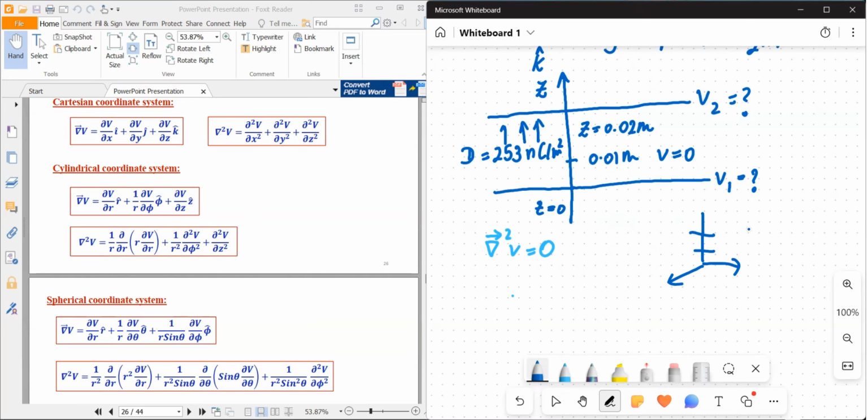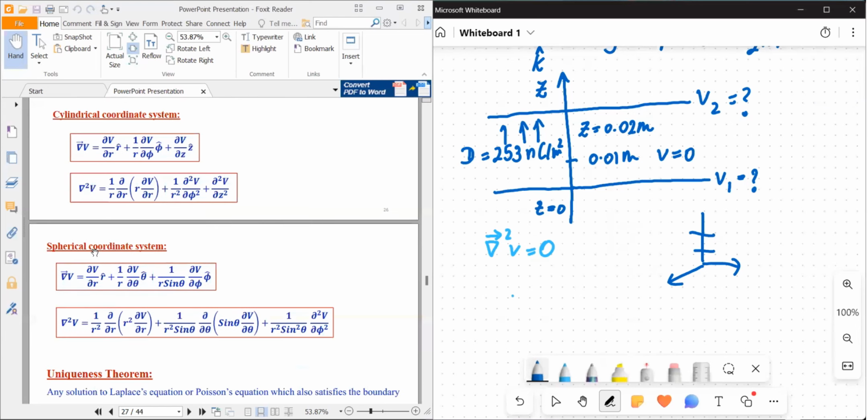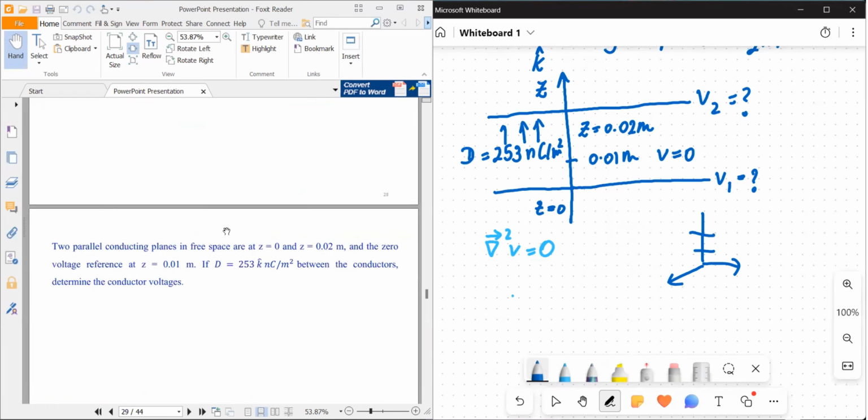Also, if you want, we can also use a cylindrical coordinate system. So in a cylindrical coordinate system also, we have a dependence of this z component. In a Cartesian coordinate system also, we have this dependence of z component. But in a spherical coordinate system, we don't have a direct relation to the z component. So I'm going to use Cartesian coordinate system.